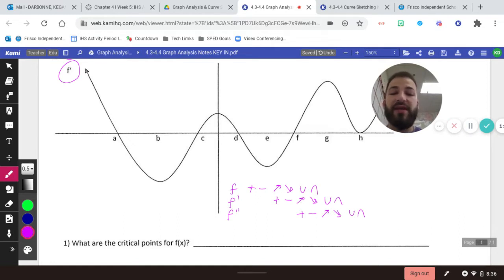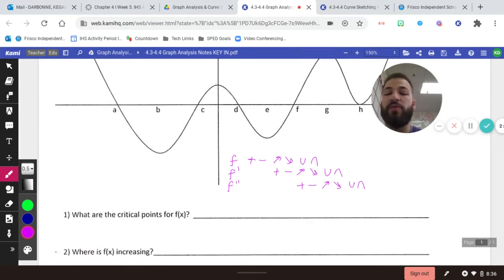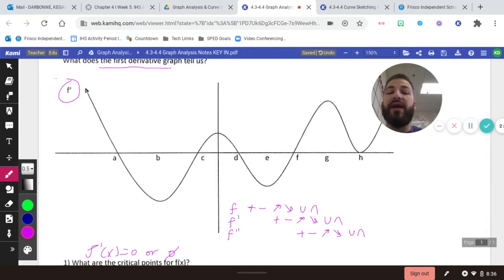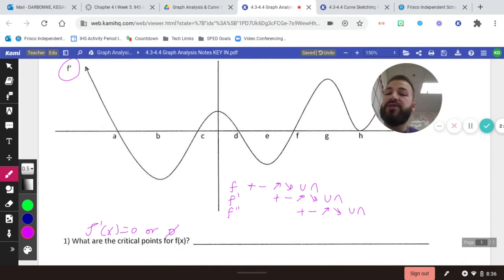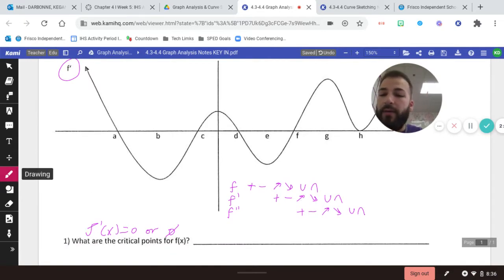Notice if I have f prime, I can get lots of information about f and lots of information about f double prime. So what are the critical points of f of x? Remember, critical points occur on f prime when f prime of x is equal to 0 or undefined. Looking at our curve, we don't have any points where it's undefined, but we do have spots where my f prime graph is equal to 0.